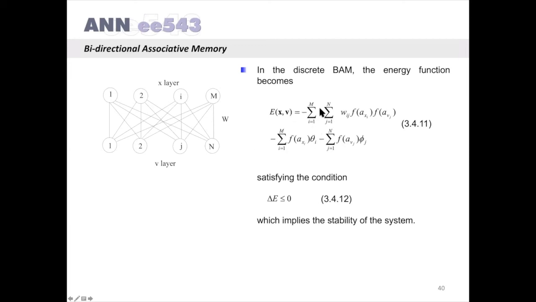And this is satisfying the condition. The change in the energy is less than or equal to 0 for each update in the network. This implies that the network is stable. So the energy is decreasing at each update of the neuron outputs, and this implies the stability of the system.